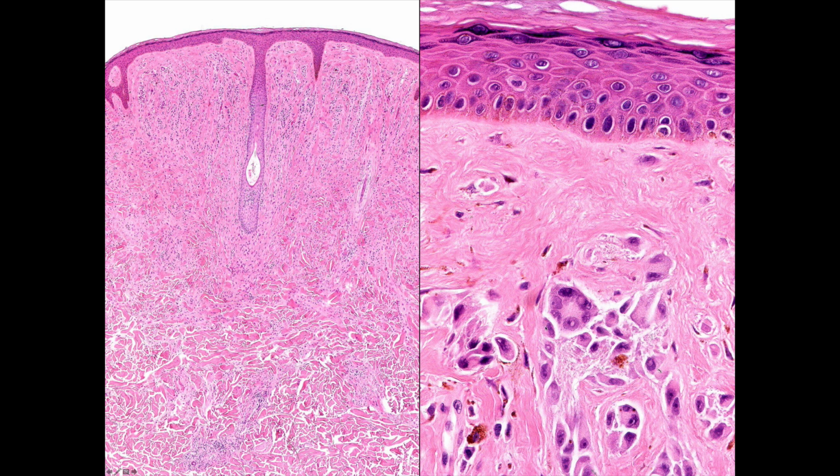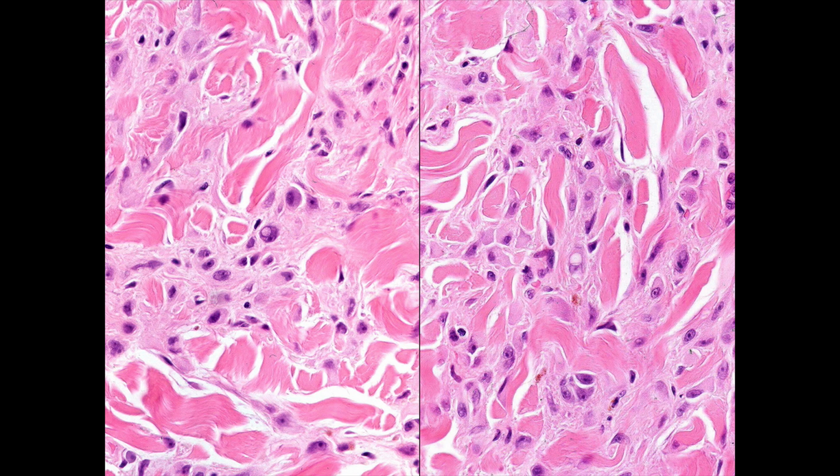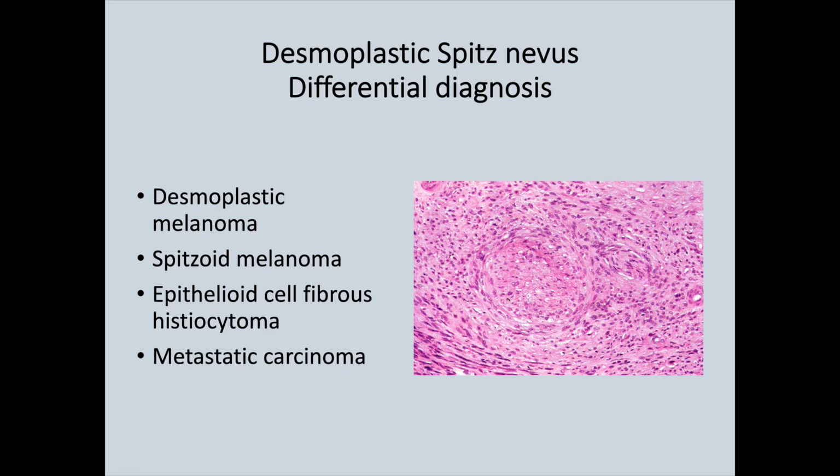And there's a high power of this area here and on this side showing you these very spitzoid multinucleate giant cells. And here I'm not quite sure where these come from, but I put these in just to highlight the pseudo inclusions again. And lastly, we'll just talk about differential diagnosis. To my mind, the entity that's most easily confused with a Desmoplastic Spitz is the epithelioid cell fibrous histiocytoma, and I'll show you one in a moment.